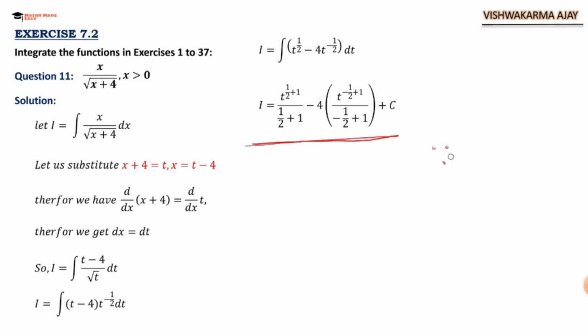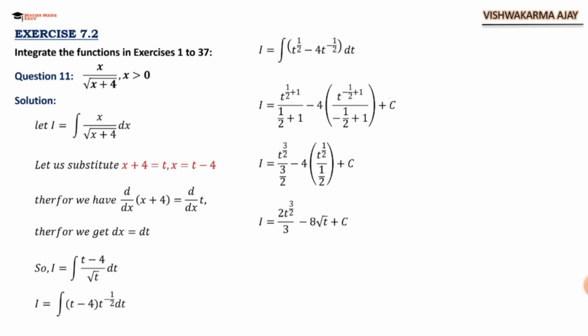Since integral of x raised to n can be written as x raised to n plus 1 whole divided by n plus 1 plus c, by using this law, I can write this. Now just a basic simplification and you will reach here. I is equal to 2 times t to the power 3 by 2 divided by 3 minus 8 times root of t plus c. Don't forget to resubstitute the value of t that we have already assumed here, that is x plus 4.